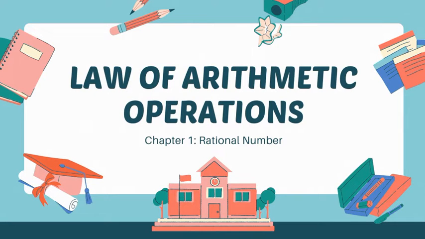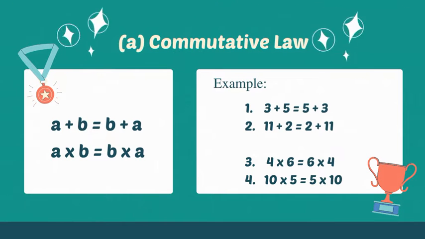Okay, so today we are going to learn about the laws of arithmetic operations. This is under Chapter 1, Rational Numbers. The first law in this operation is the commutative law. The commutative law says that A plus B we can also write as B plus A, and A times B we can also write as B times A. We just change the position of the number.